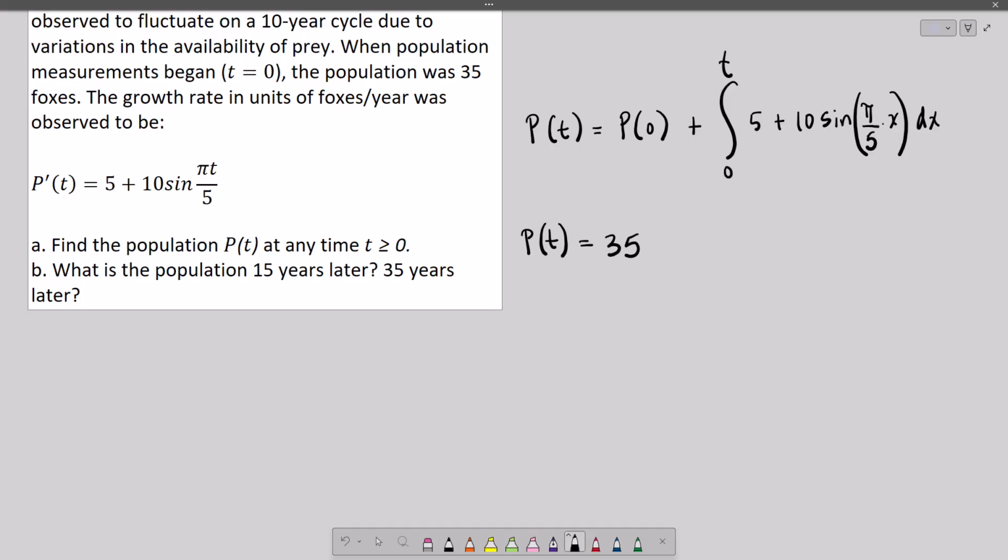And now we have to integrate this whole thing. Again, it's 2 terms, so we integrate term by term. Integral of 5 is just 5x. So 5x.